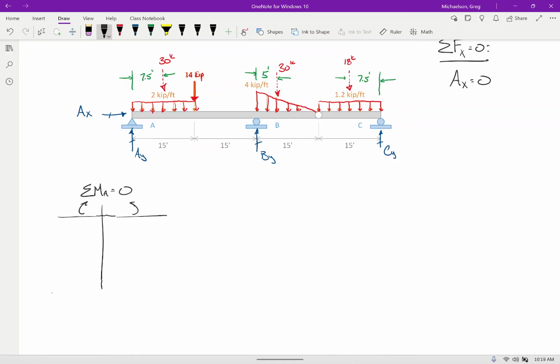What do we've got? 30 times what? 14 times what? 15. 30 times what? 35. 15 to 35. And 18 times what? What was that? 15, 30, 45. What is that? 52.5? All that's over here on this side, right? So let's just write that out.